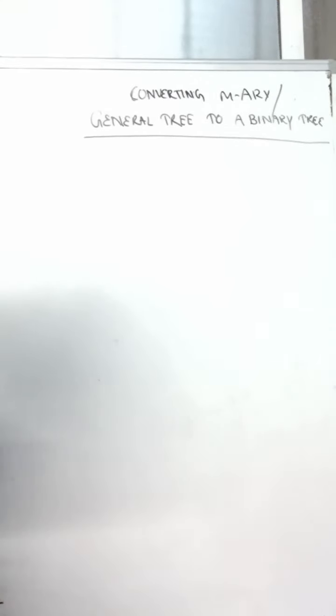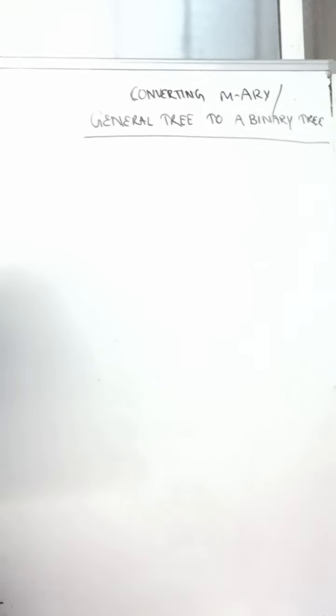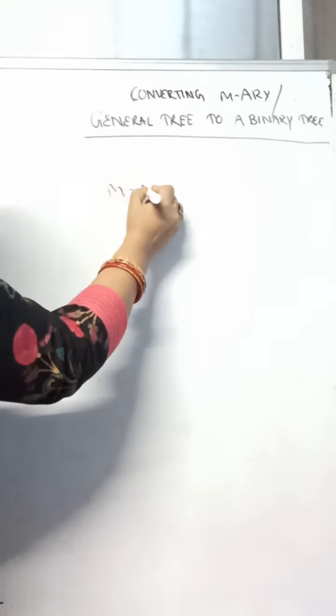Hello students, today we'll learn how to convert one M-array tree or general tree to a binary tree. So what is an M-array tree? A tree in which a node has either 0 or more child nodes is called a general tree. And this type of tree is used for implementing your file system. First we will know what an M-array tree is.